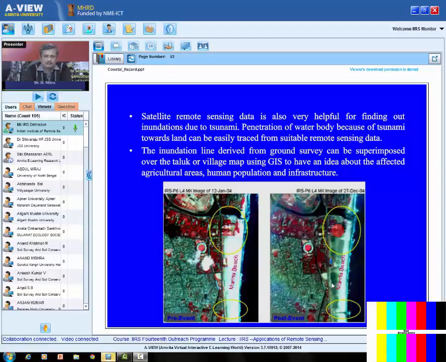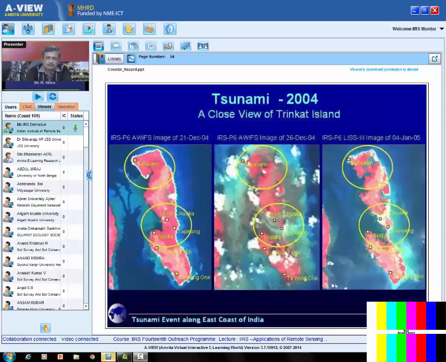You can find out the inundation limit. The inundation line derived from the ground survey can be superimposed over the taluk or village map using GIS to get an idea about the affected agricultural area, human population, and infrastructure. Nowadays maps are available, like taluk-level maps showing all the agriculture area and the different populations of different taluks. If you know all these things precisely, then from field work or satellite data you find out the inundation line and superimpose it on top of this map in GIS. Then you are definitely able to find out how much population, how much agriculture area, and how much infrastructure has been affected. That is very much possible to do.